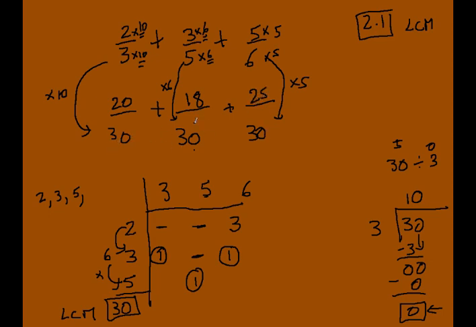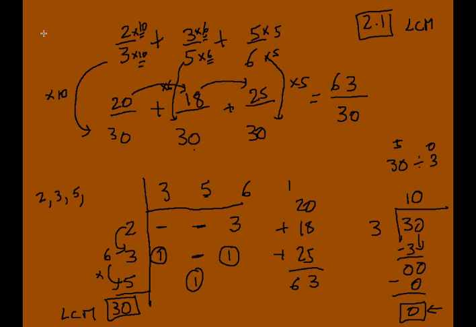Now that they have the same denominator, what was the rule? Keep the same denominator, don't add them, and just add the top numbers. So you're just going to add the 20 with the 18 and with the 25. So 8 plus 5 is 13, carry a 1, 1 plus 2 is 3, 3 plus 1 is 4, 4 plus 2 is 6. Now you have 63 over 30.